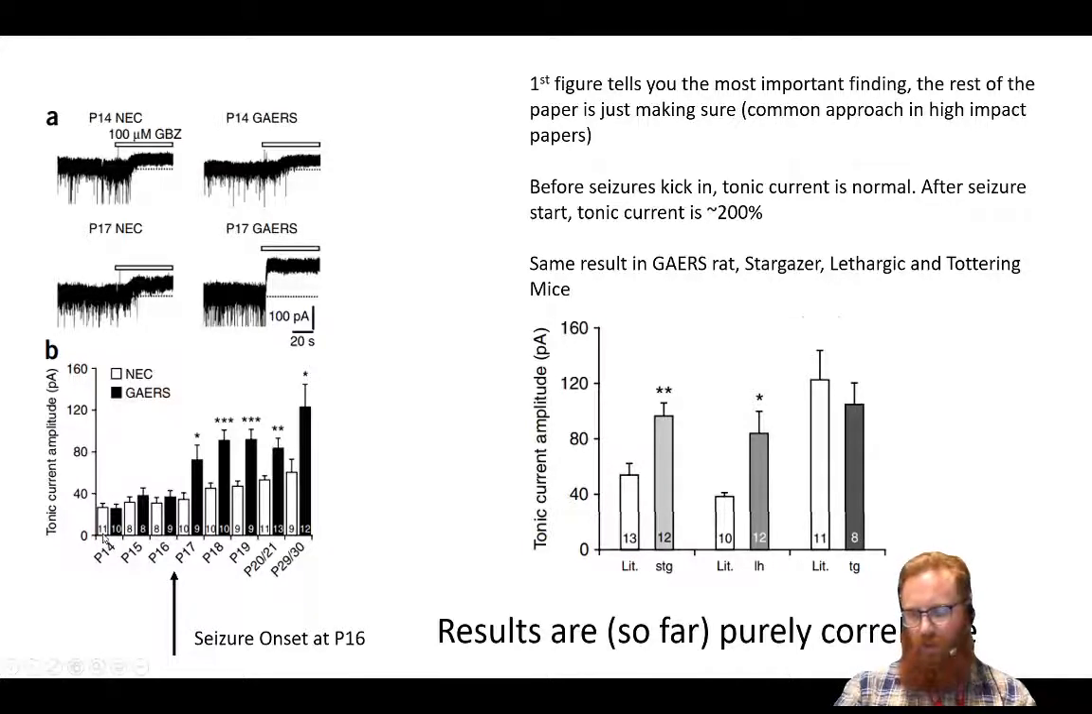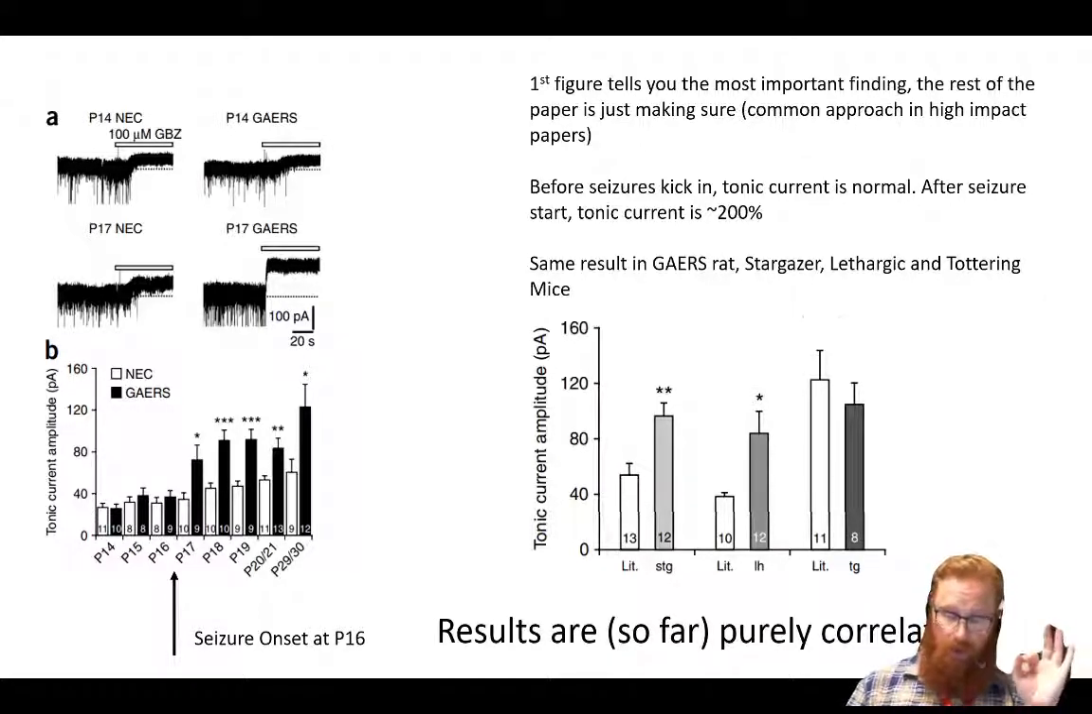And you see that it's the same at P14, it's the same at P15, the tonic current's the same at P16, at P17, and then at P17 there's a difference, and it keeps going at P18, P19, P20, P30, right? Now, what is absolutely critical about this is that seizures begin in GAERS rats on the same day in every rat, which is P16. So, on the day after the seizures begin, the tonic current is much bigger.